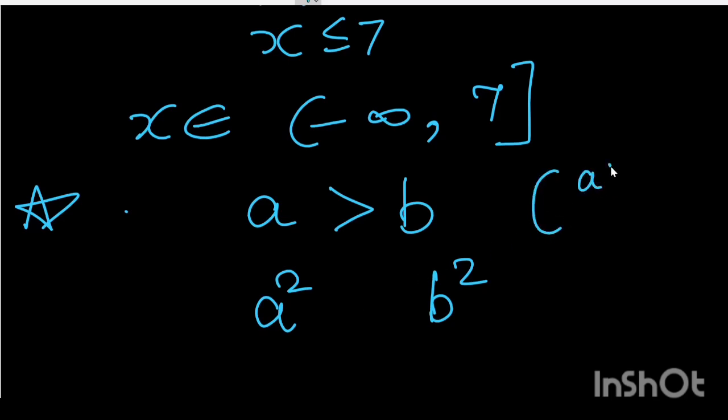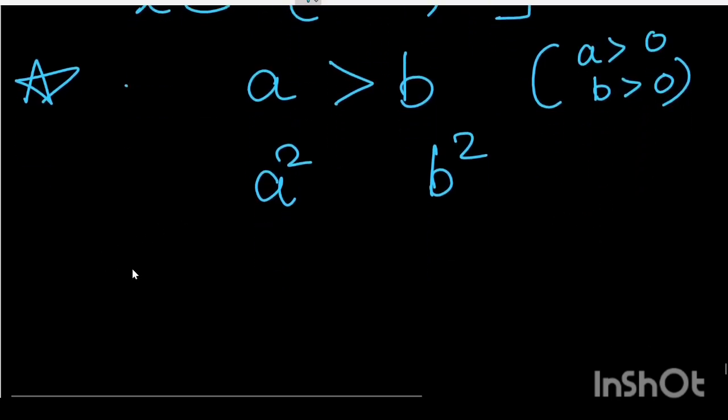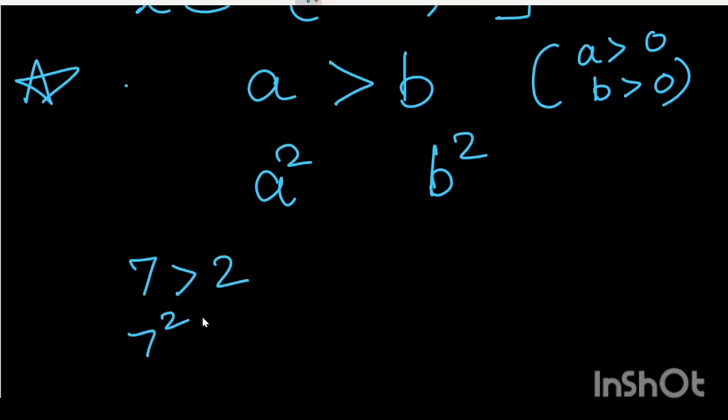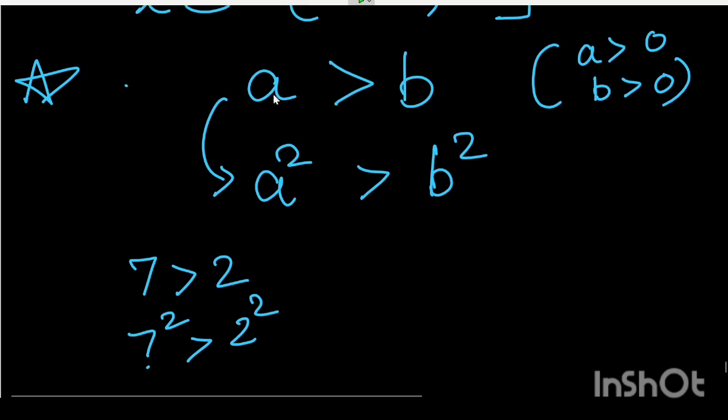So here if I take a constraint that a and b both are positive, which sign will come? Let's say 7 greater than 2. What about 7 square greater than 2 square? So yes, definitely 49 is greater than 4. So a square greater than b square we can use, guys. So when a and b both are positive, we can square both sides without changing the sign of the inequality. In fact, if equality is here, equality will hold here as well.